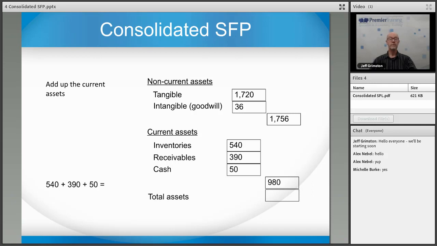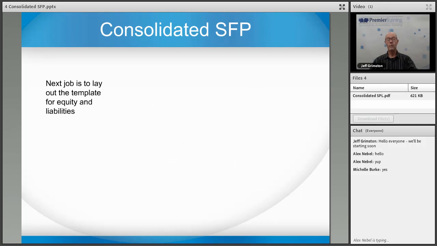540 plus 390 plus 50 gives us 980. Add that to the non-current assets to get total assets of 2736. So far so good. If everybody's happy, we'll press on, and now we'll draw the equity and liabilities template.